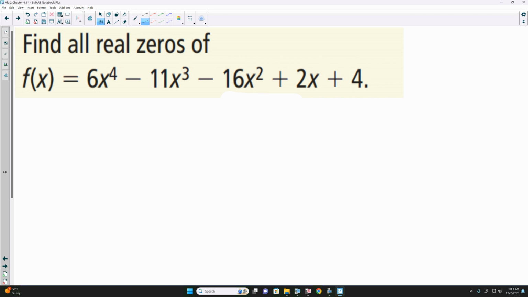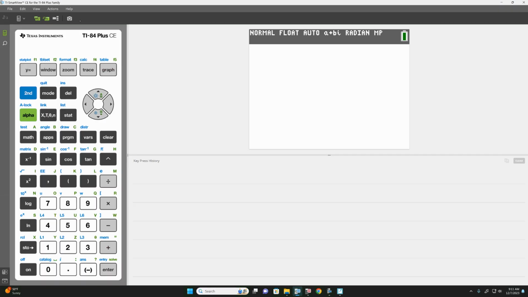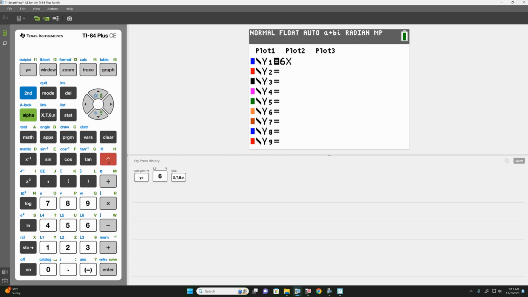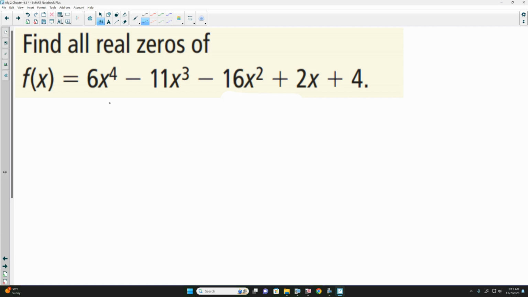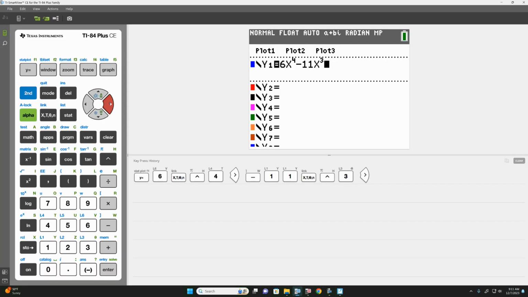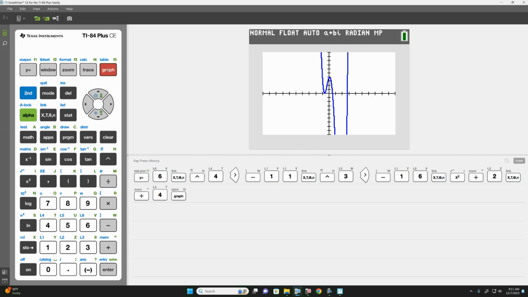So first thing we can do is graph this. So in the graphing calculator, we'll hit y equals 6x to the 4th minus 11x cubed minus 16x squared plus 2x plus 4. Graph. And I believe we saw this graph yesterday. Yes?